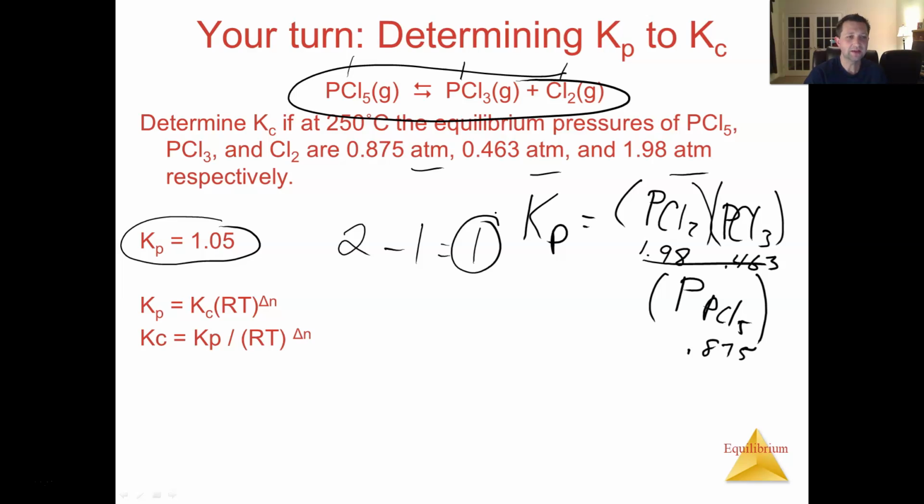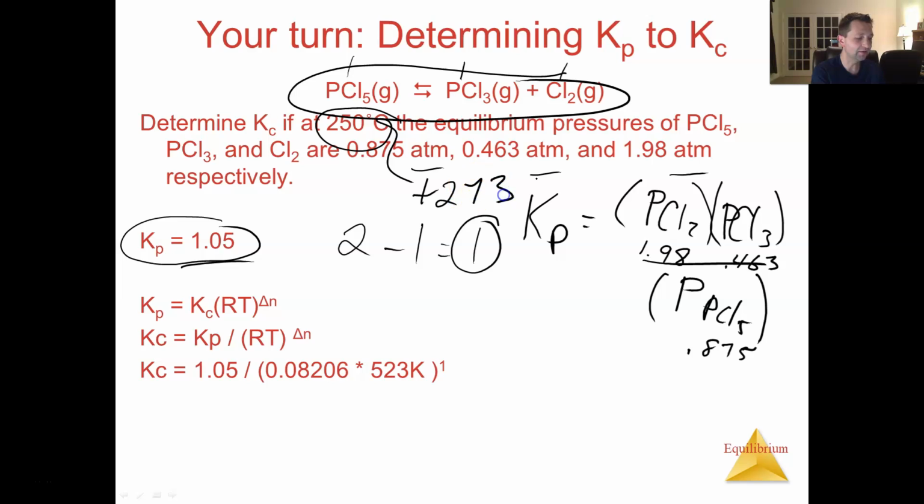Reorganize my equation. I get Kc equals Kp over RT to the delta N. I'm just using algebra to solve for Kc because that's what I want in this problem. So plug it all in. You get 1.05, which was your Kp value, divided by RT to the delta N. So you have 0.08206 times 523 Kelvin, because I converted the 250 Celsius into Kelvin by adding 273. And it's raised to the first power.